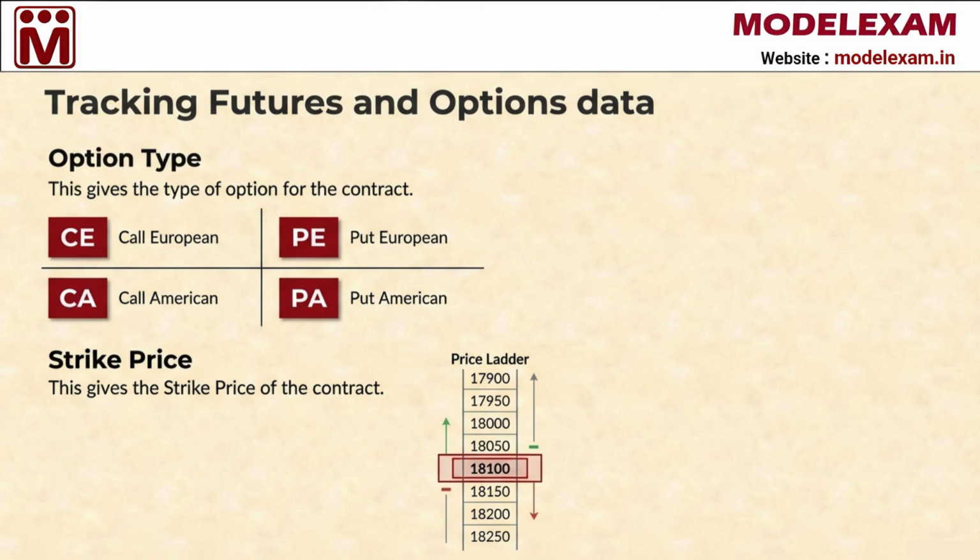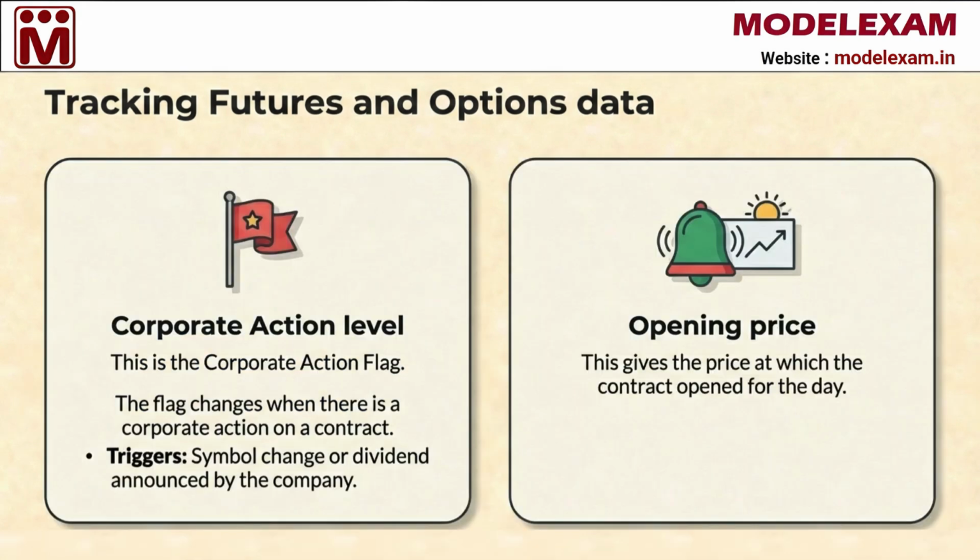Another important indicator is the corporate action level. This acts as a flag that changes whenever a company has a major event, such as a symbol change or the announcement of a dividend. Along with this, we monitor the opening price. This is simply the price at which a specific contract started trading at the beginning of the day.